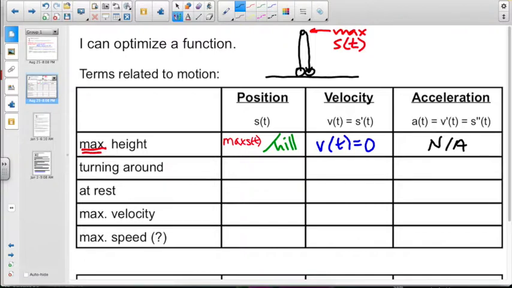Okay? So at your table, try the rest of these. Try setting up the conditions for turning around, and setting up the conditions for at rest. And how about maximum velocity? And how is that different than maximum speed? So go ahead at your table and try to set those up.